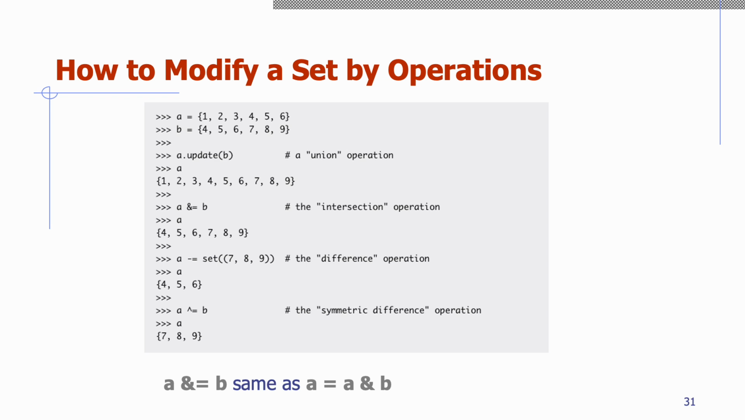We have the difference operation, where we can use the same syntax. So A minus-equal. We have another set that includes 7, 8, 9. The difference operation applies to these two sets, and we have 4, 5, 6. And the same goes for the symmetric difference operation example here.